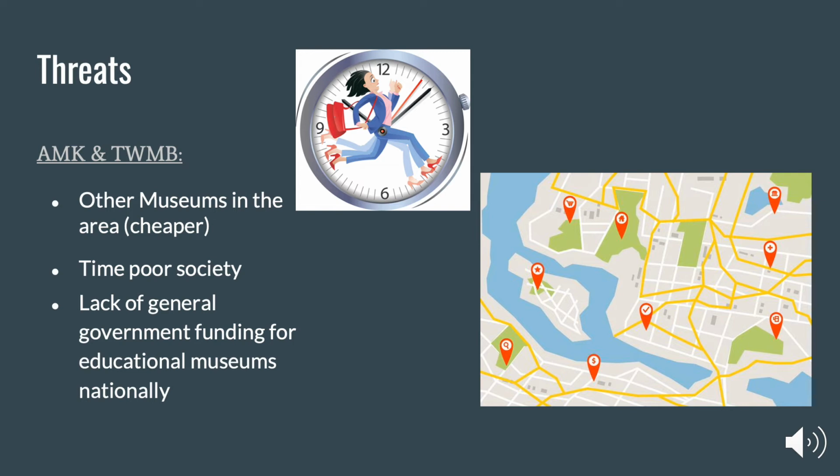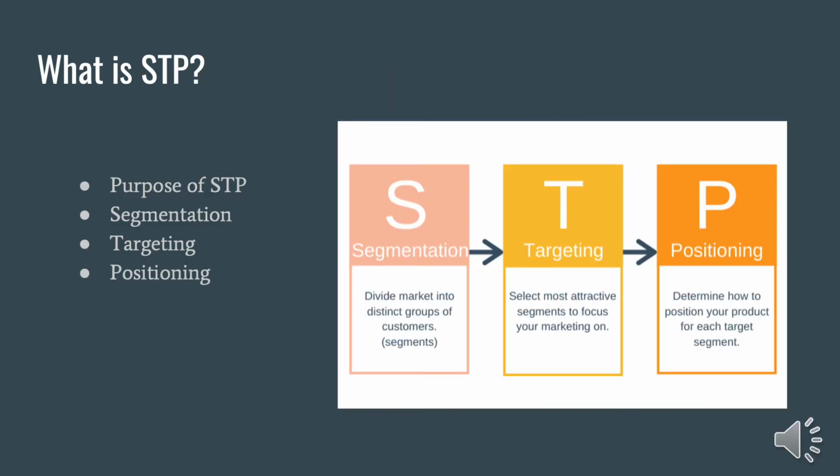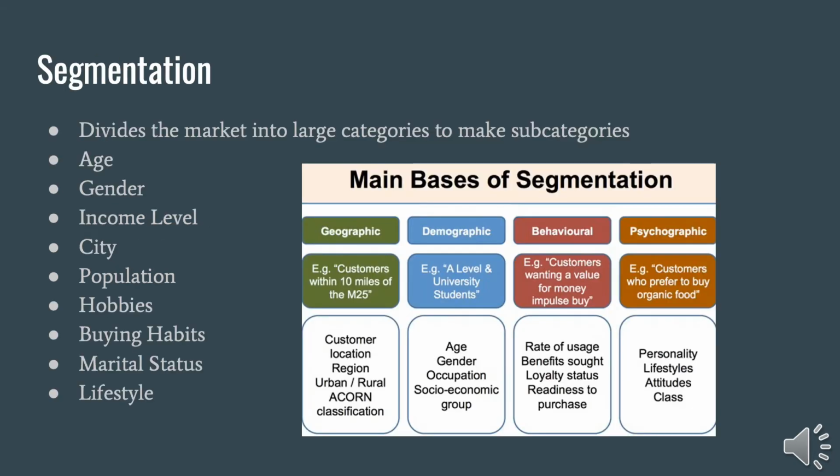Okay, so now we're going to talk about the STP. That's segmentation, targeting, and positioning, or how we divide our consumer base up into workable groups that we can market specifically towards. Segmentation is the first step of the process. It divides the market into large categories to make subcategories that you can more specifically market to.